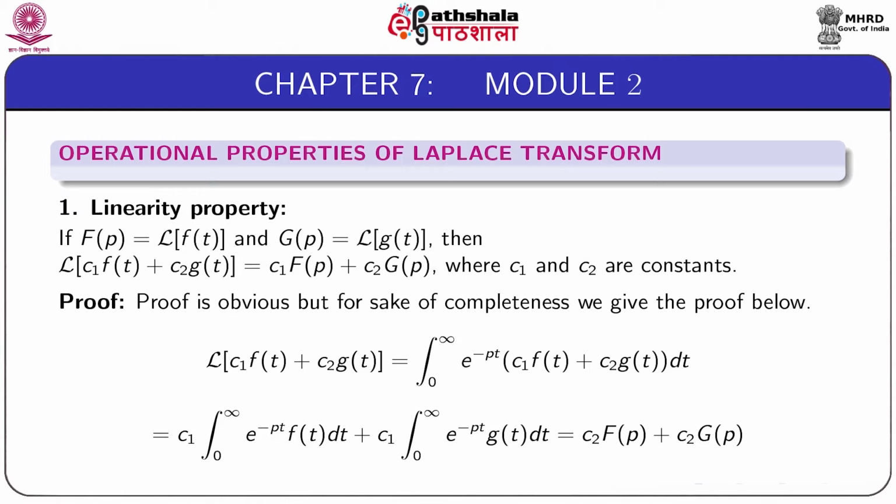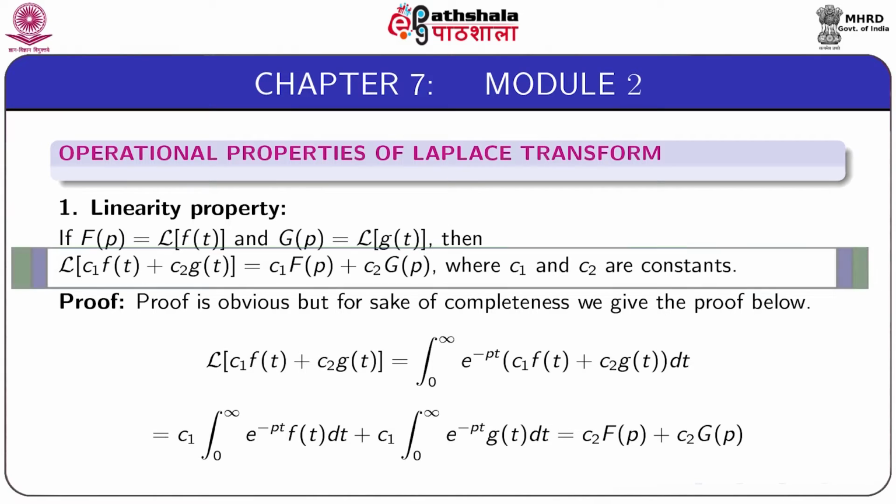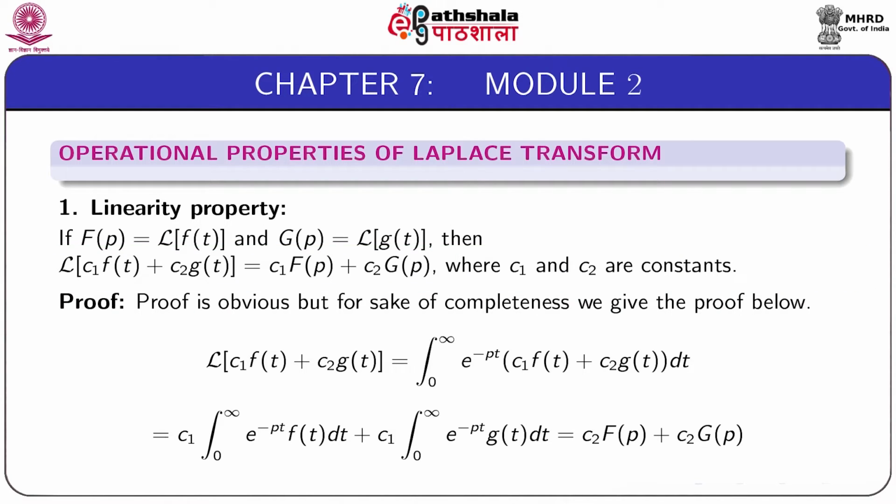That is, if capital F(p) is the Laplace transform of small f(t) and capital G(p) is the Laplace transform of small g(t), then Laplace transform of C1 f(t) plus C2 g(t), where C1, C2 are constants, is equal to C1 F(p) plus C2 G(p). Proof is obvious, but for the sake of completeness, we give the proof below.